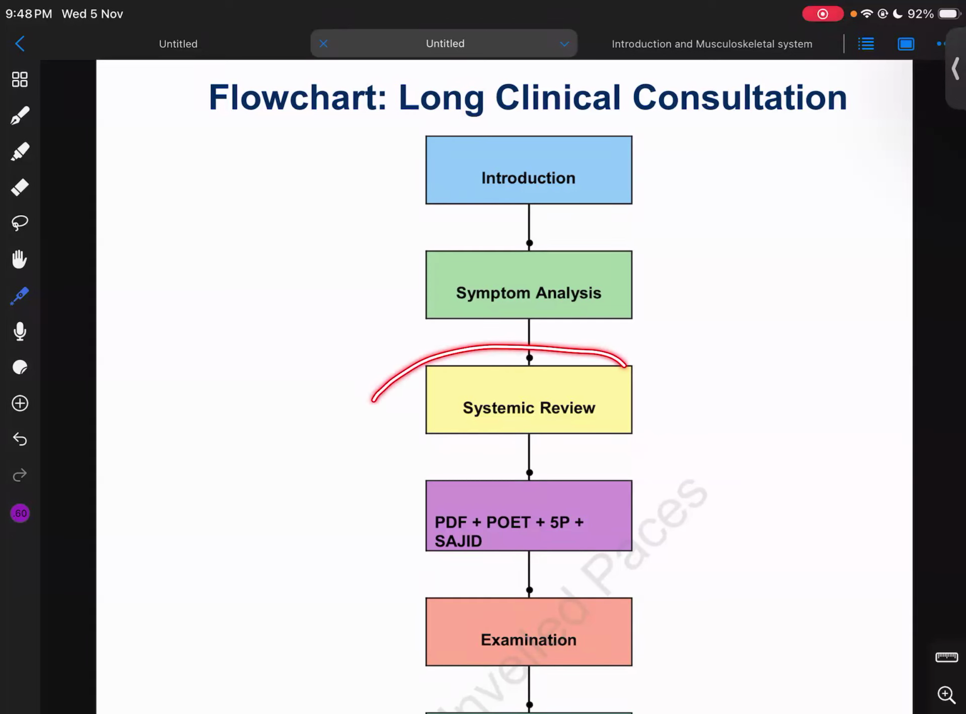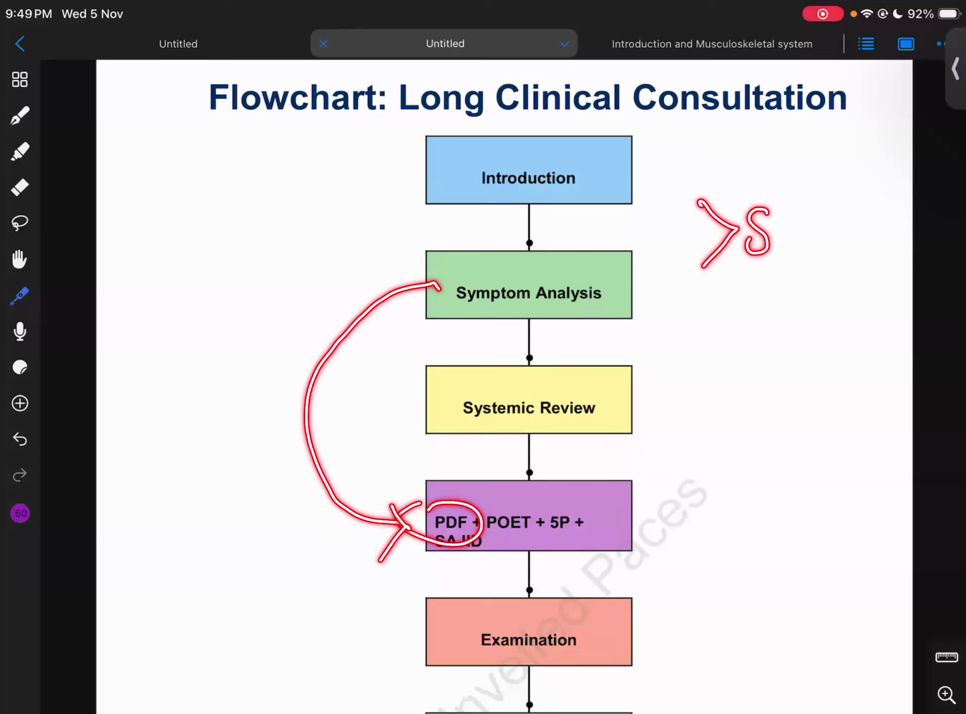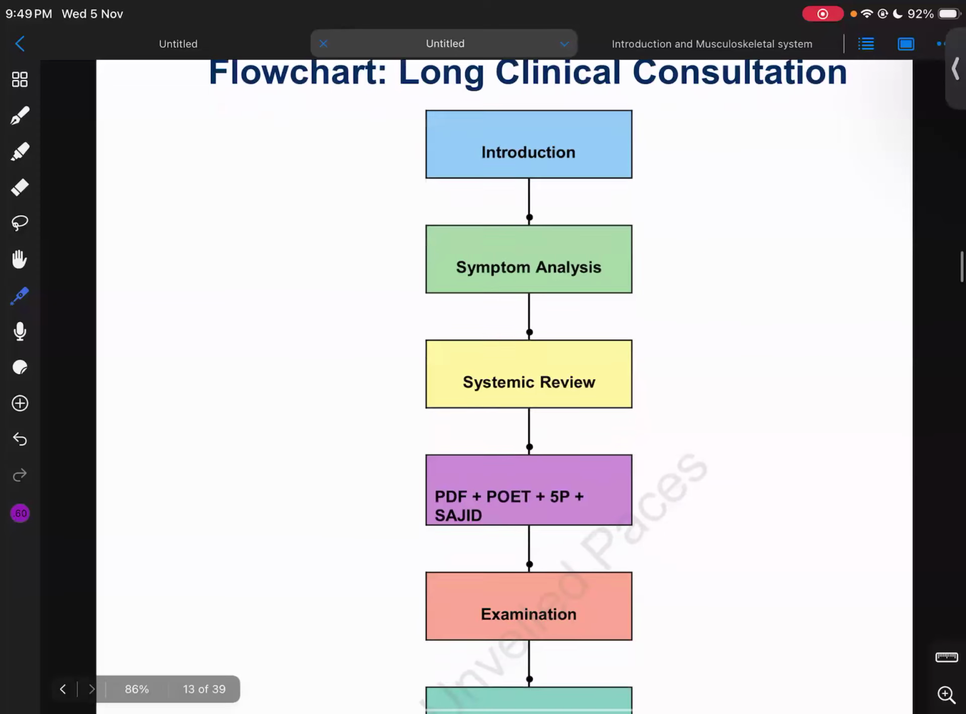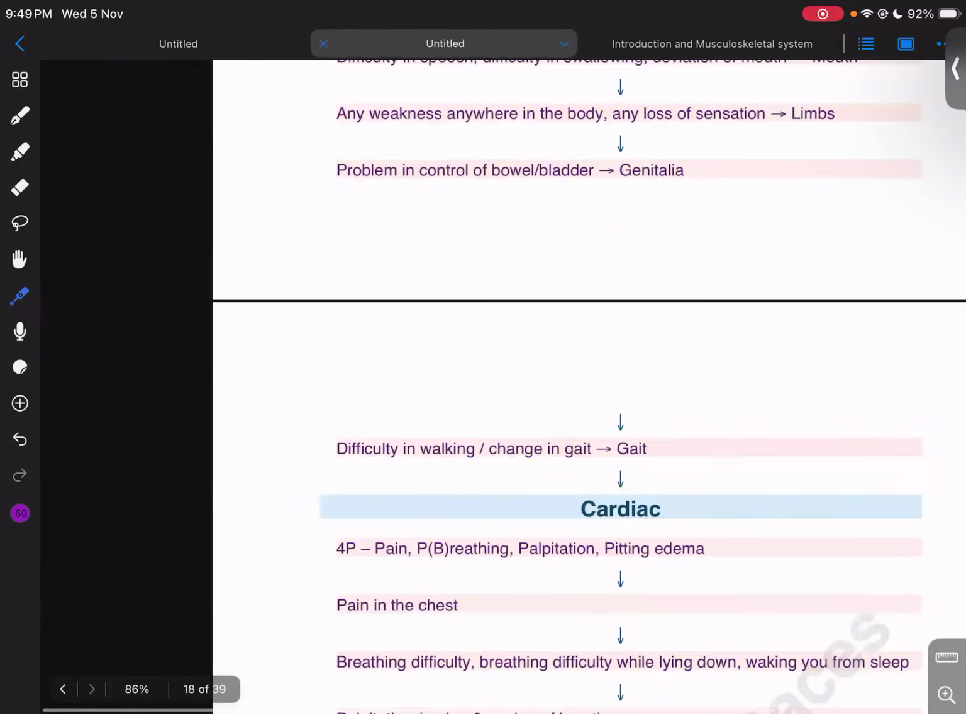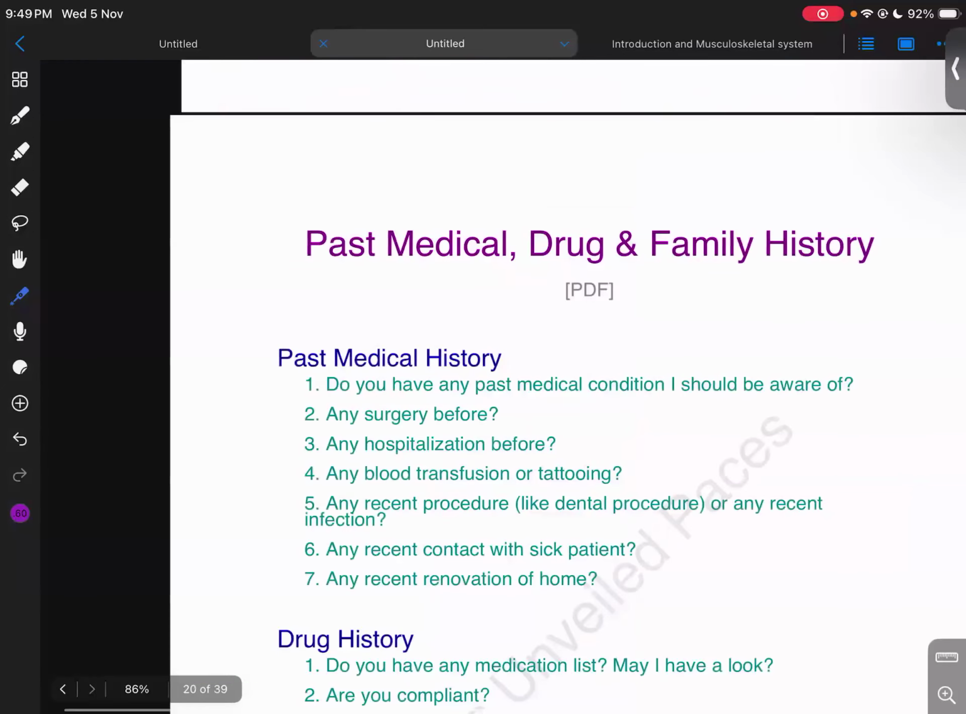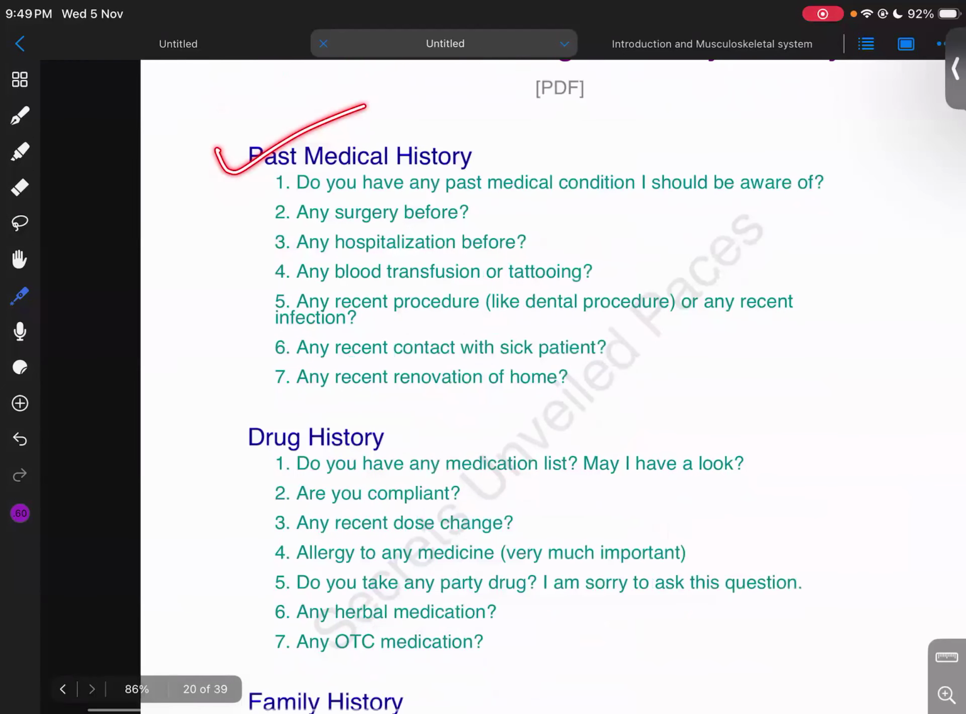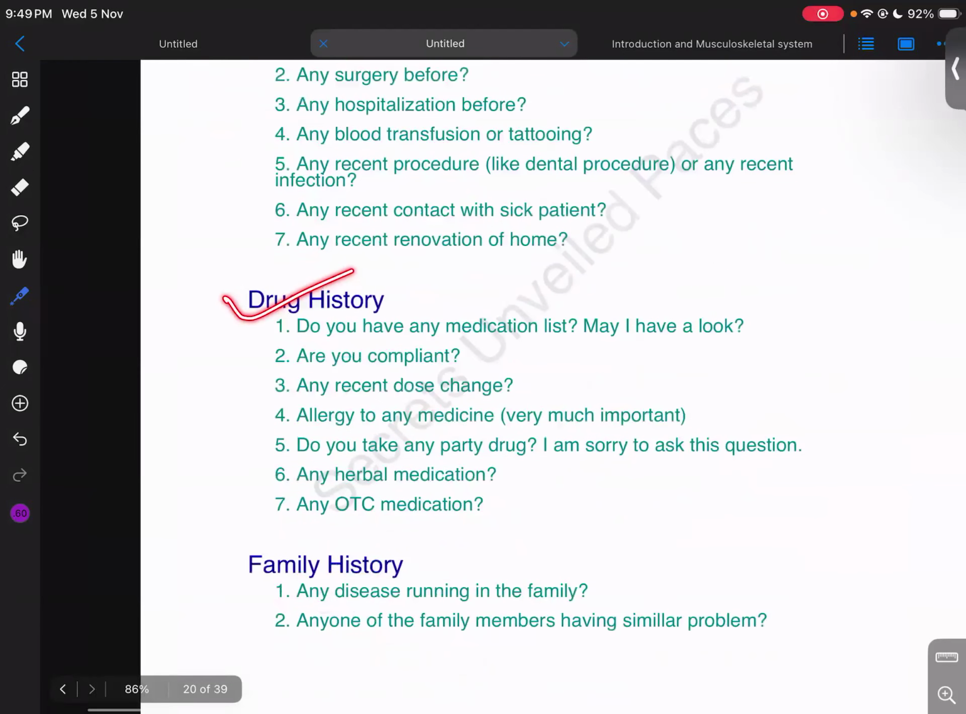Without going to the systemic review, if you go to the past medical history after symptom analysis, in more than 80% of the cases, you will get your diagnosis. This is my 100% guarantee. I'm telling it once again. So let me tell you what is PDF. Here P goes for past medical history, D goes for drug history, and F goes for family history.